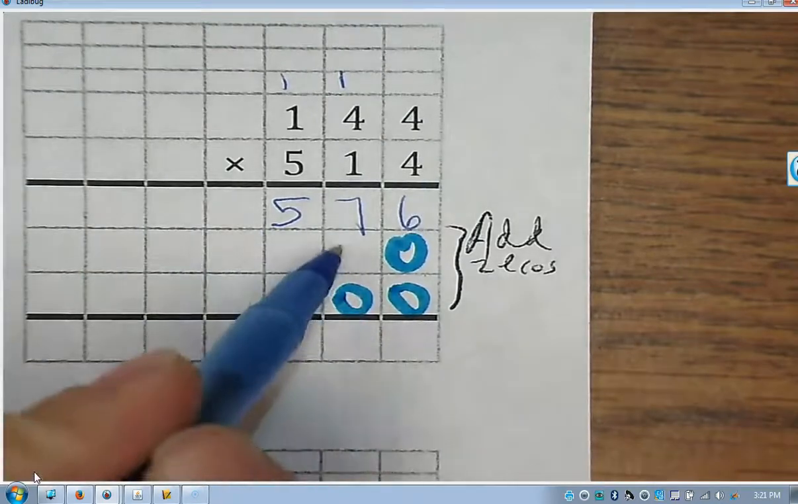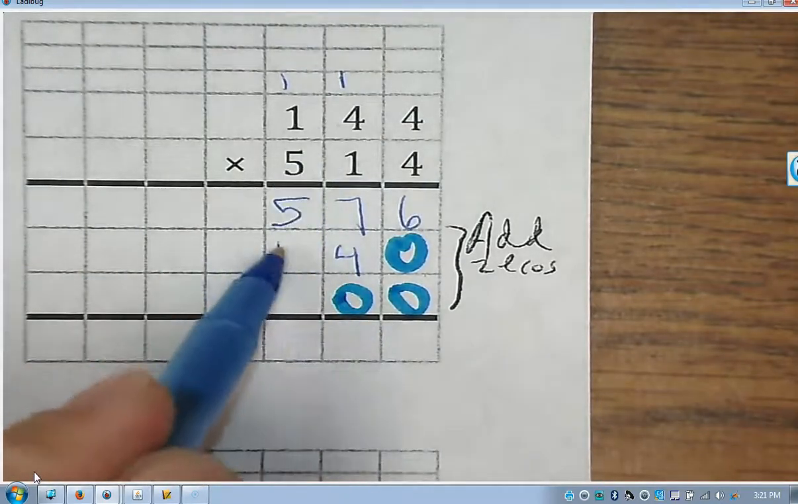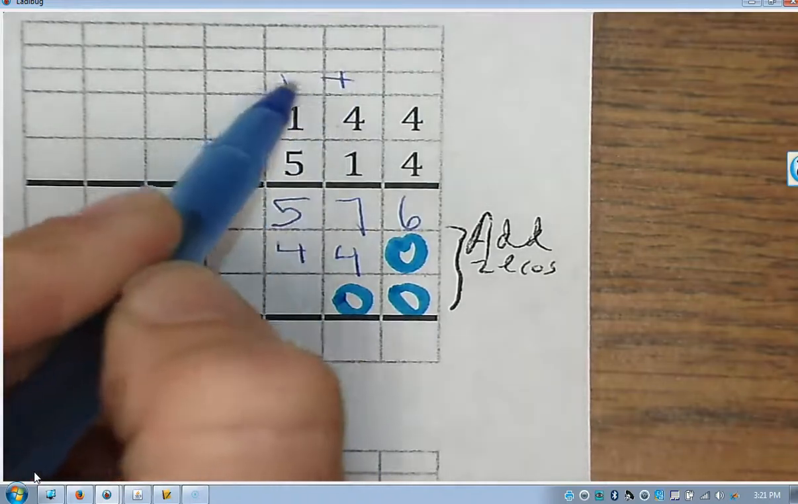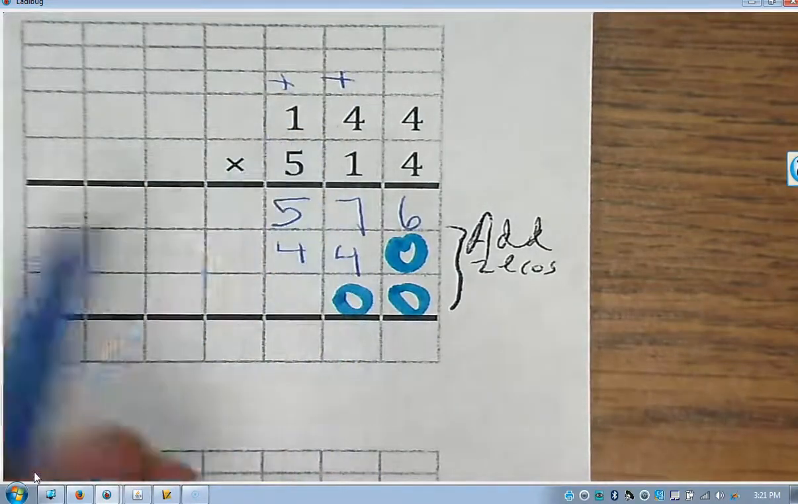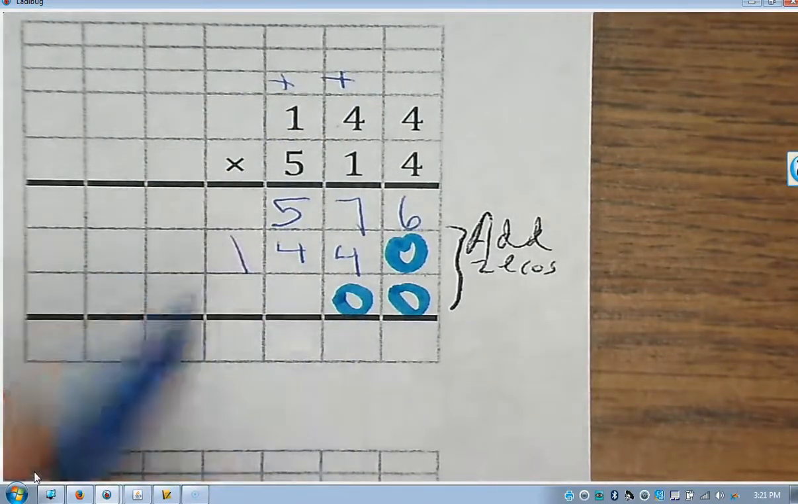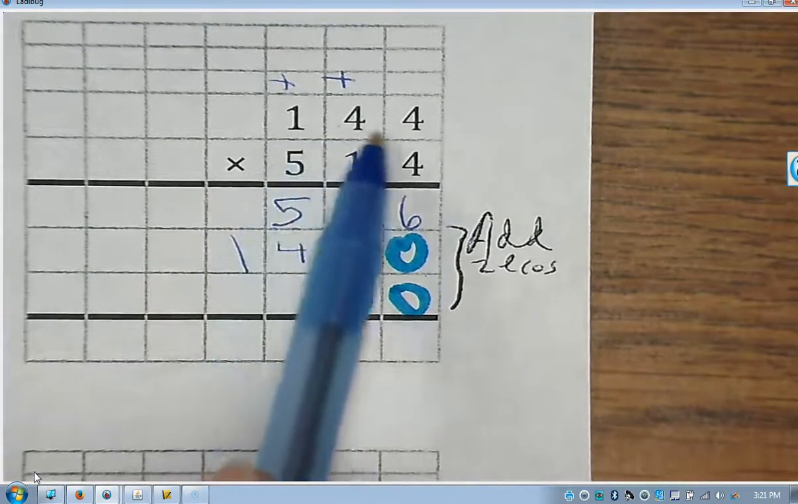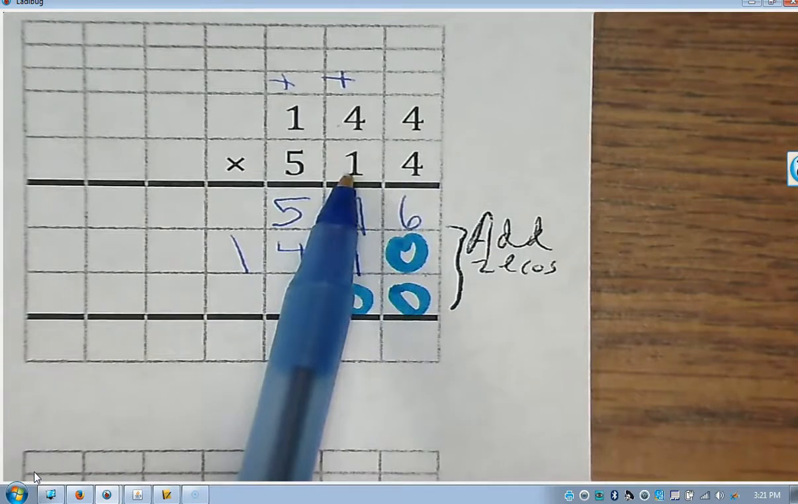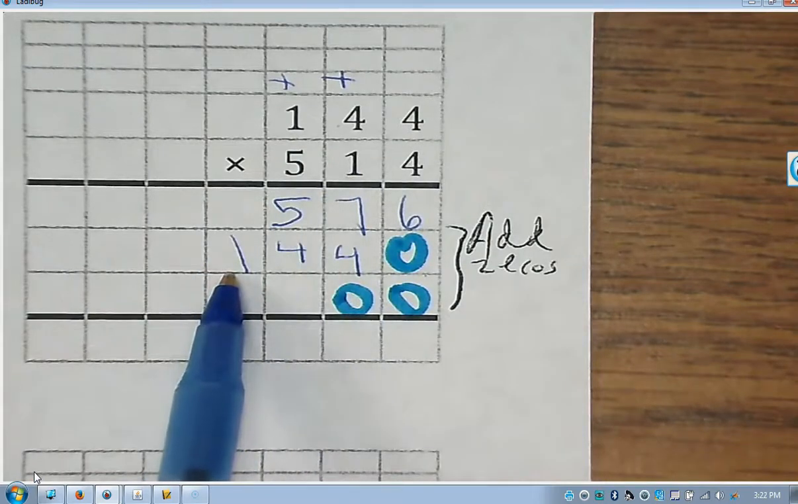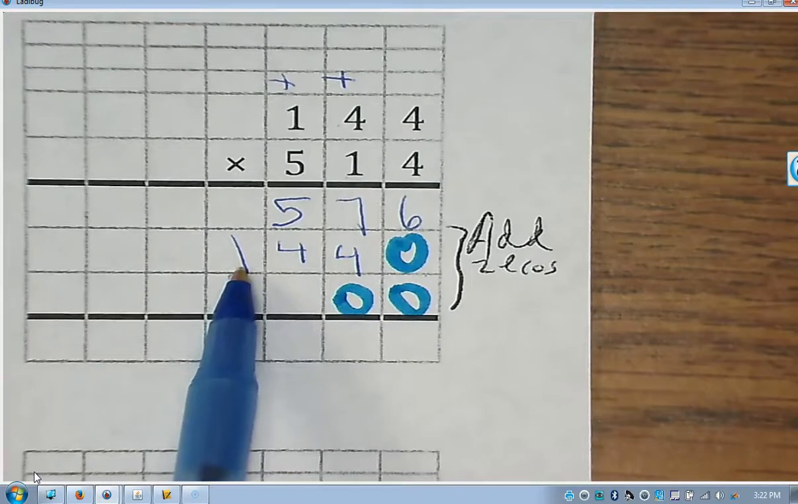4. 1 times 4 is 4. Those are from earlier. Let's see if that makes sense. This should have been 144 times 10. And I got 1,440, which is 144 times 10.